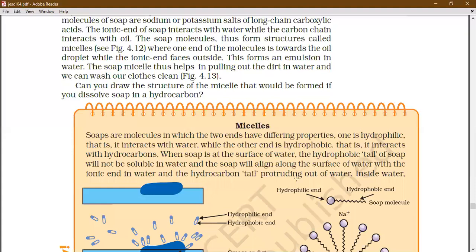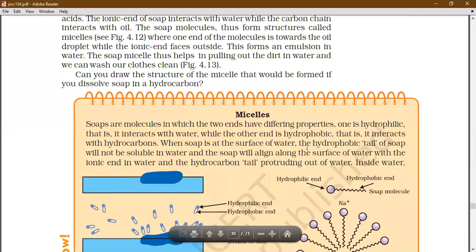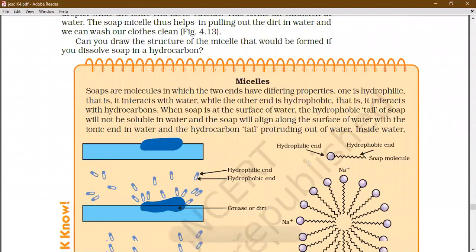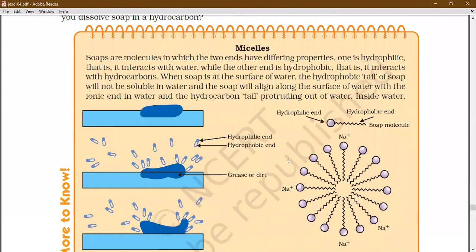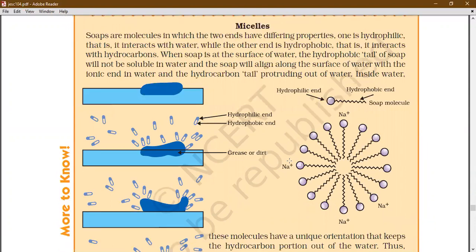Can you draw the structure of the micelle that would be formed if you dissolve soap in a hydrocarbon? Micelles. Soaps are molecules in which two ends have differing properties. One is hydrophilic, that is, it interacts with water, while the other end is hydrophobic, that is, it interacts with hydrocarbons. When soap is at the surface of water, the hydrophobic tail of soap will not be soluble in water, and the soap will align along the surface of water with the ionic end in water and the hydrocarbon tail protruding out of water.